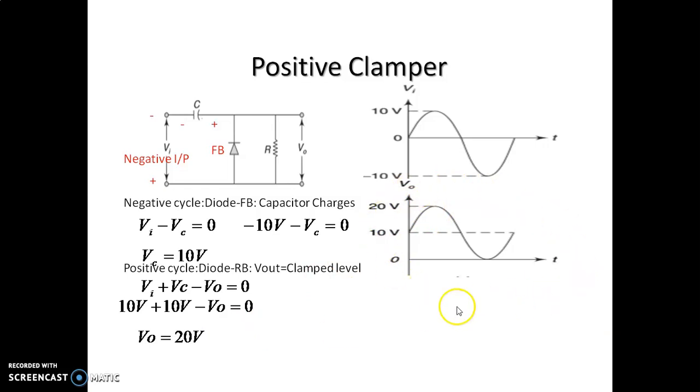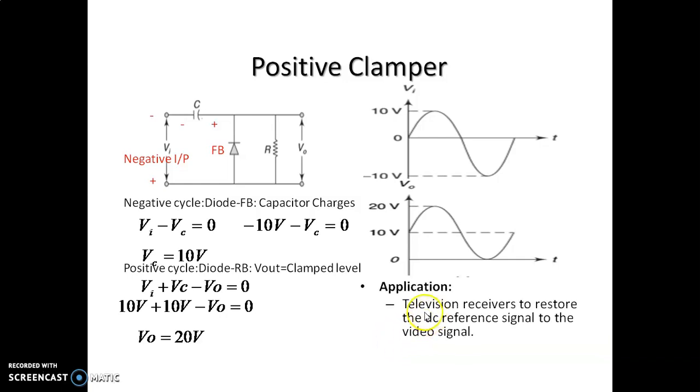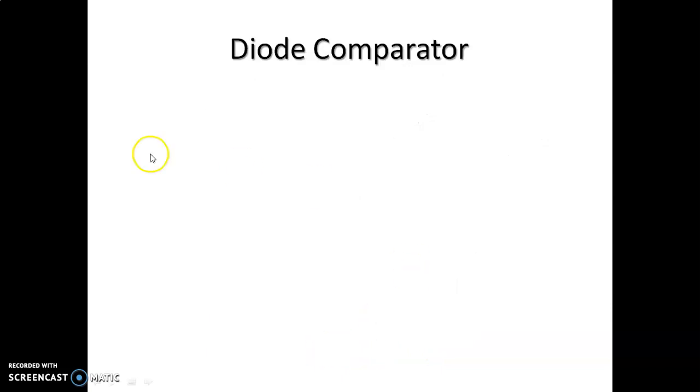When we observe the output of this clamper, the reference level of the input signal is 0 volts. Now it has been clamped to 10 volts, whereas the swing of the input signal and the swing of the output signal remains the same. Why is it called a positive clamper? It is called a positive clamper because the reference level of the signal has been moved from 0 to plus 10 volts. Application of the clamper: clampers are widely used in television receivers to restore the DC reference signal to the video signal. Now let us move on to the diode comparator.